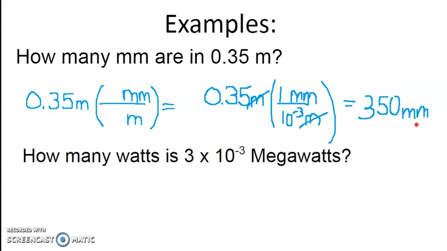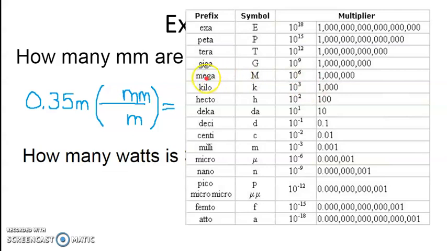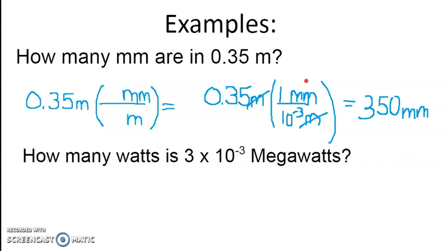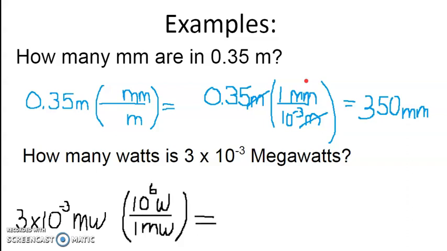Okay, here's another example. How many watts is 3 times 10 to the minus 3 megawatts? Okay, so remember mega is 10 to the 6th. So we're going to start with what we know. So here's our 3 times 10 to the minus 3 megawatts, right? Our conversion factor is going to be between megawatts and watts. So 1 megawatt is 10 to the 6 watts, right? And if you do the math, hopefully you get 3,000 watts. So note the megawatts cross out, and we're left with the unit that we want.